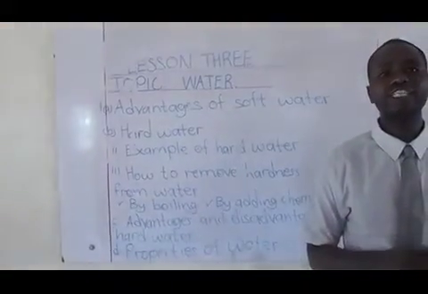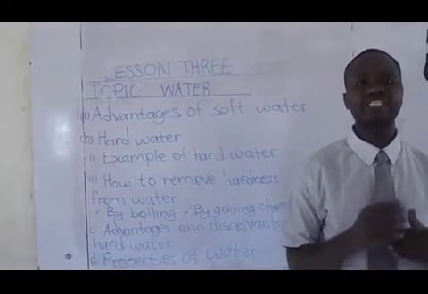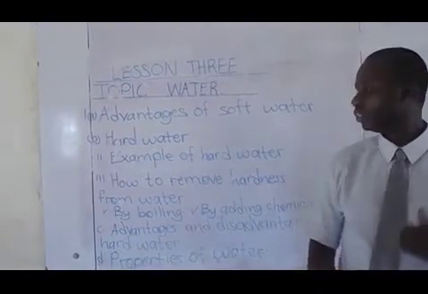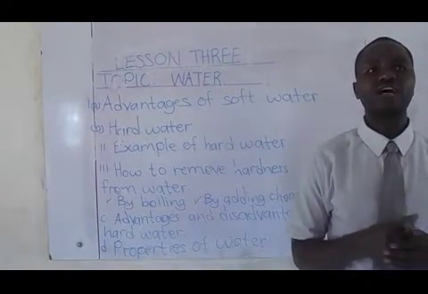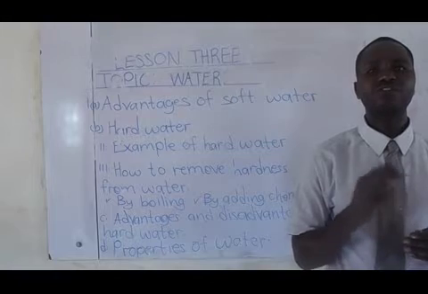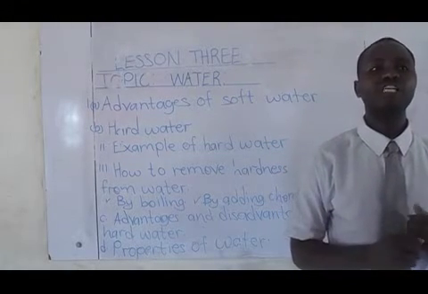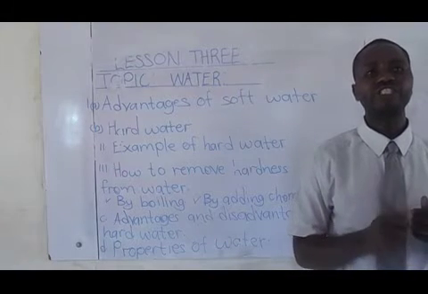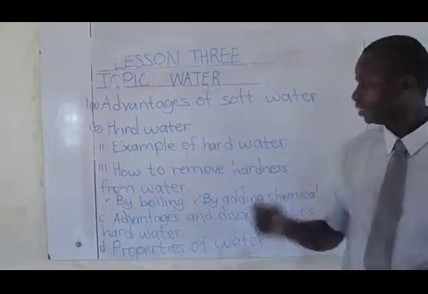So when water contains calcium and magnesium, it is going to be so hard for that water to form lather with the soap. Then how do we remove this hardness from hard water? We have two ways of removing hardness from water. One, we can boil water in order to make it soft. Two, we can add chemicals to hard water in order to make it soft.